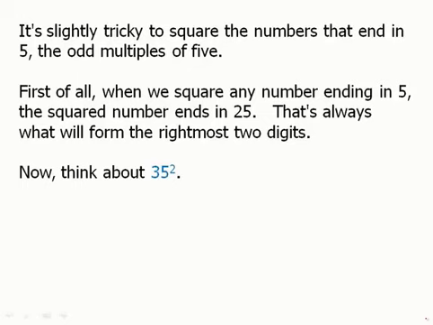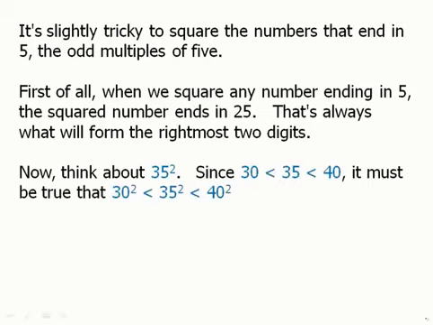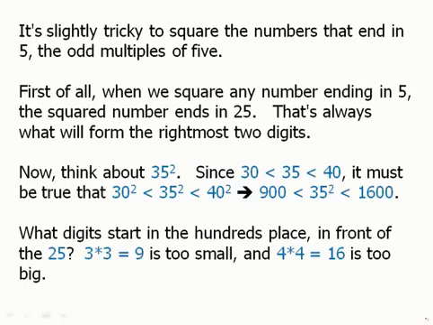Now think about 35 squared. Since 35 is between 30 and 40, it must be true that 35 squared is between 30 squared and 40 squared. So in other words, 35 squared would have to be between 900 and 1600.